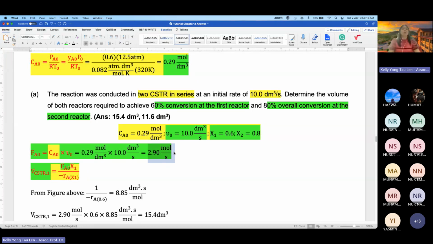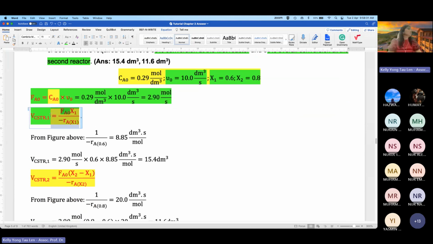So if you lost the plot, why do we need FA naught? Because the initial equation doesn't give us FA naught. So you got FA naught, since you know your CA naught, you know your epsilon naught, then only you substitute into the main equation back. Now only I can find my volume of the first CSTR.